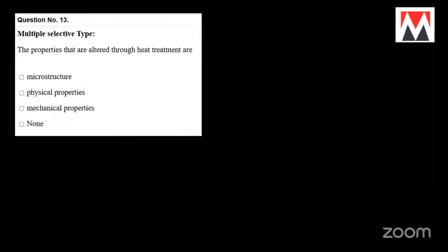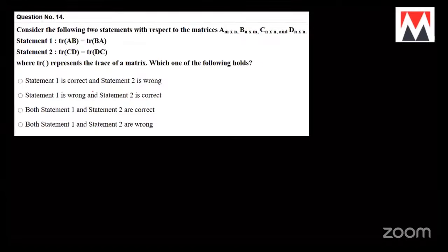Next one. Which of the properties are altered through heat treatment? What can be altered through the heat treatment? So all mechanical properties can be altered through heat treatment. Physical properties, microstructure, everything can be altered through heat treatment, right? Annealing, your grain structure will grow. Properties will change. Mechanical properties will improve, ductility will improve. Strength will decrease at the expense of ductility. Physical properties also change. Material becomes softer. Right. Do this.